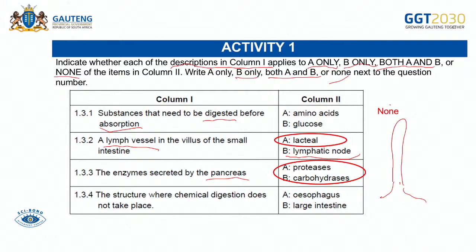Then let's look at the next question. The structure where chemical digestion does not take place. Do you remember when we did chemical digestion? Can you relate to where chemical digestion is taking place and where it does not take place? Look at this. Can you close your eyes and remember where they are found on the alimentary canal or digestive tract? Esophagus, large intestines. Do we have any form of chemical digestion in these two structures? Let's see if you got the answer right.